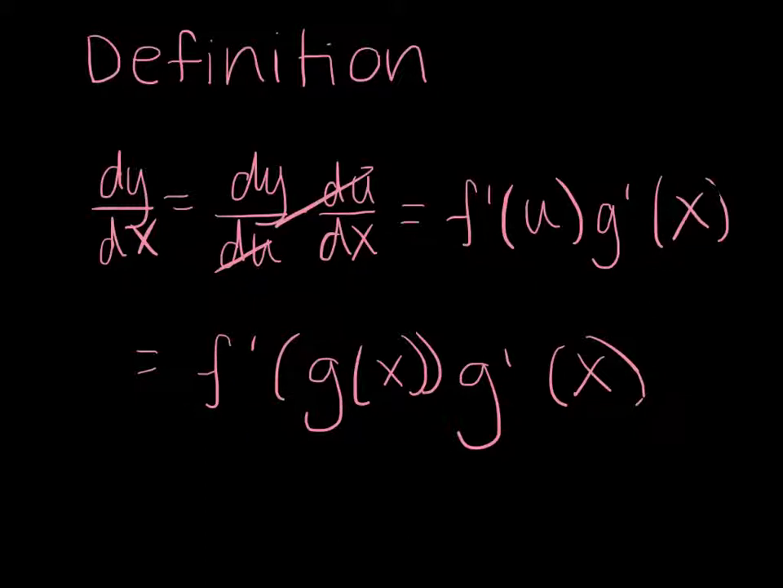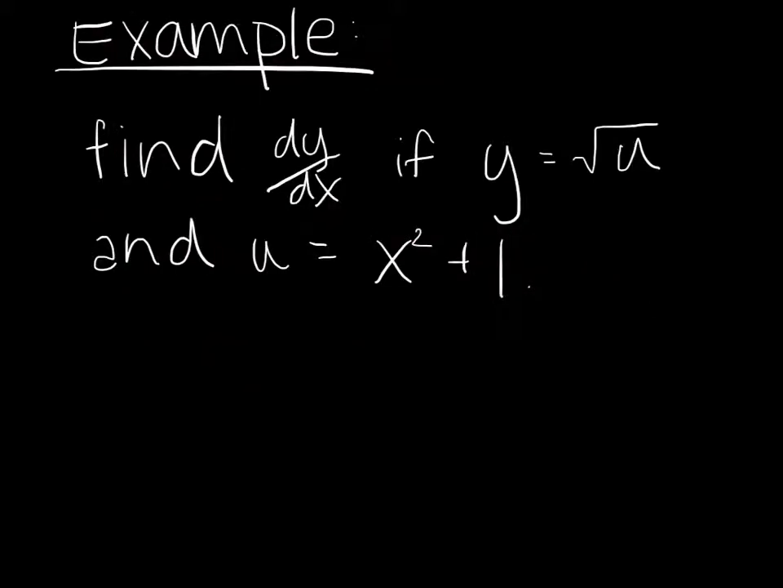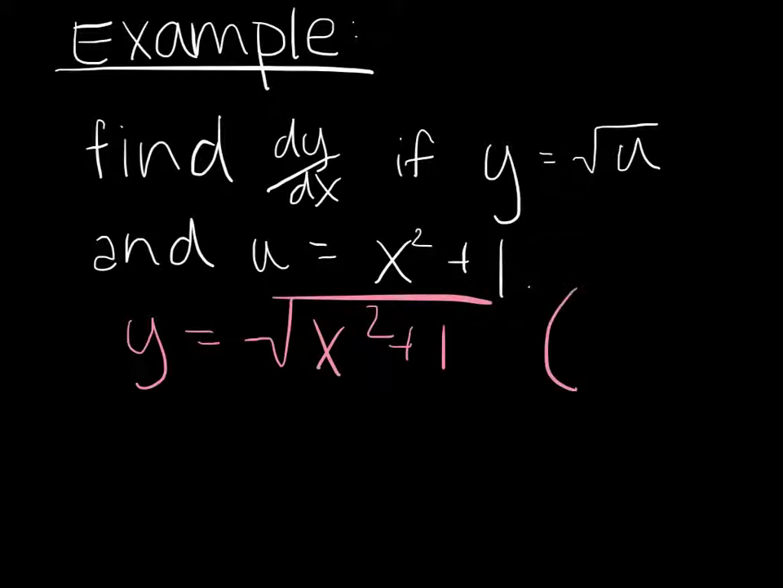This is a lot simpler when used with numbers. For example, we can use a variable to solve this. Find dy/dx if y equals the square root of u and u equals x squared plus 1. Well, we start out by substituting. y equals the square root of x squared plus 1, which we can also write, we know, as x squared plus 1 to the 1/2.